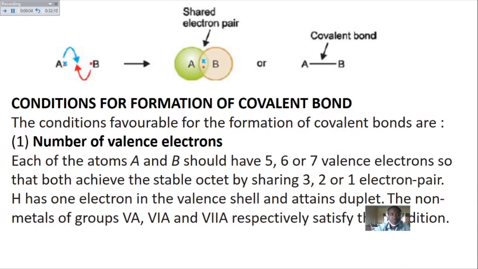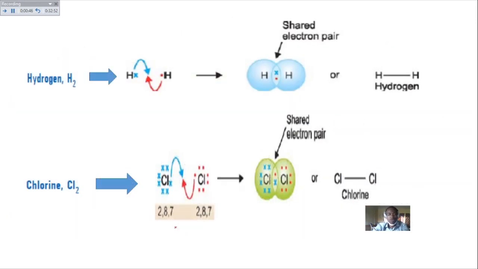Now this is what is happening here: the sharing of electrons so that both of them can be stable. This one becomes 1, 2 for A, and 1, 2 for B, to form what we call a covalent bond. Now, the first condition is the number of valence electrons. Each of the atoms A and B should have 5, 6, or 7 valence electrons so that both achieve the stable octet by sharing 3, 2, or 1 electron pair. H has one electron in the valence shell and attains the doublet electronic configuration, while others attain the octet electronic configuration. And this is what is happening here. You see hydrogen, you have one valence electron.